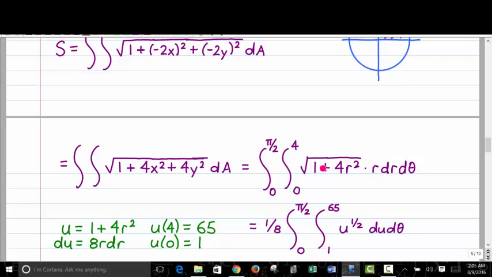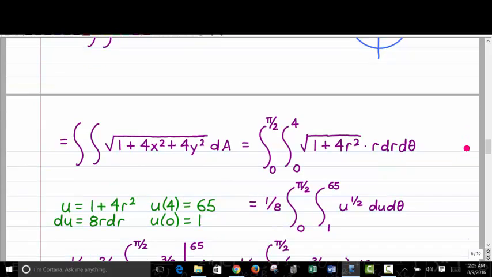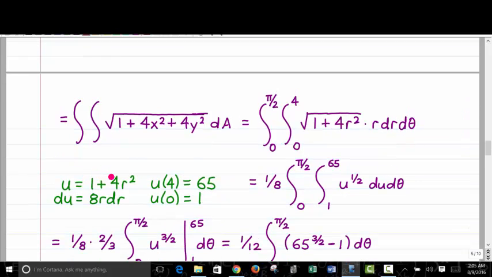Now we're just set up with a U-substitution integral. If you let u equal 1 plus 4r squared, du will be 8r dr, u of 4 will be 65, u of 0 will be 1. So I have to bring a 1/8 out of there. Sometimes I write that next line, 1/8 du equals r dr, but it's that same 1/8 right there.